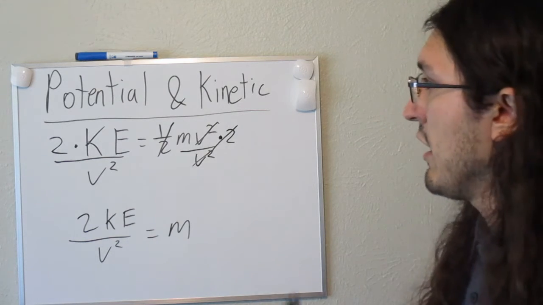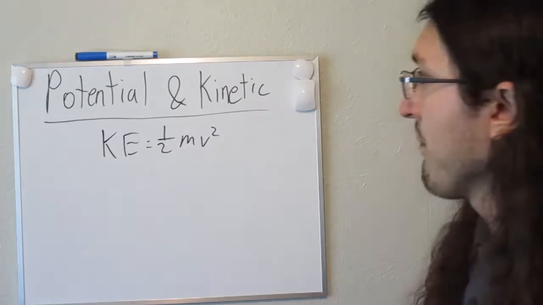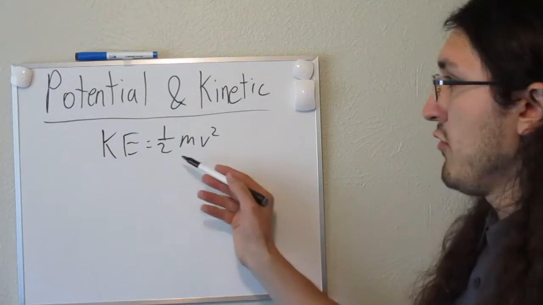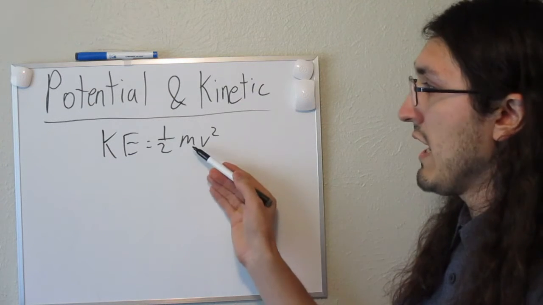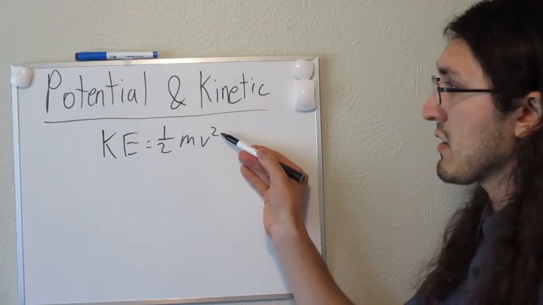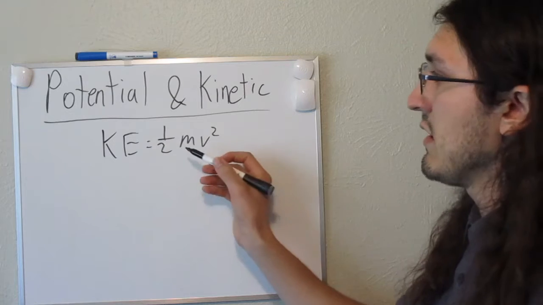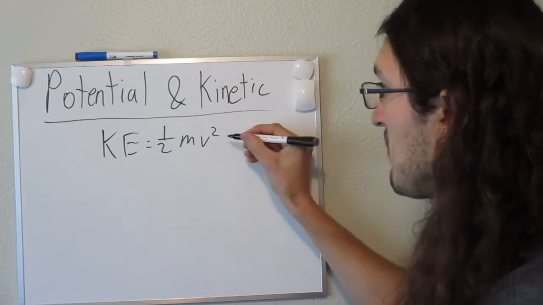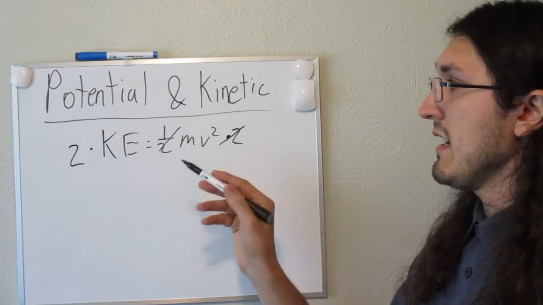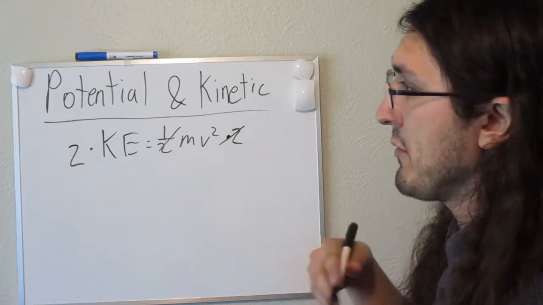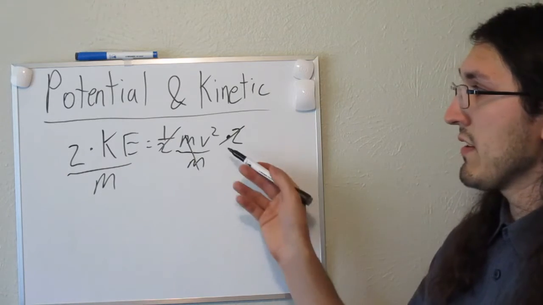Now I'm going to go ahead and find the equation for velocity. To solve for velocity, I would need to move the 1/2 out of the way, move the m out of the way, and then get this square out of the way. To get rid of the 1/2, I do the same thing as before, multiply by 2. Then to get the m out of the way, I'm going to divide by it because it's being multiplied.